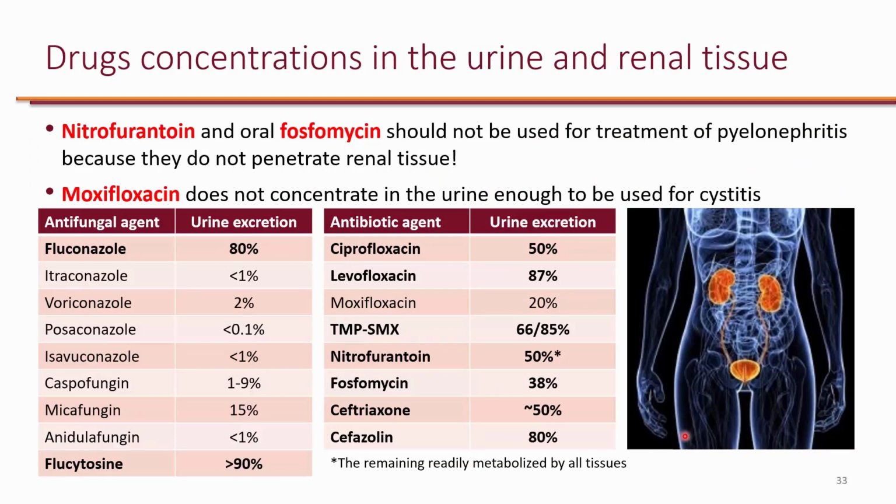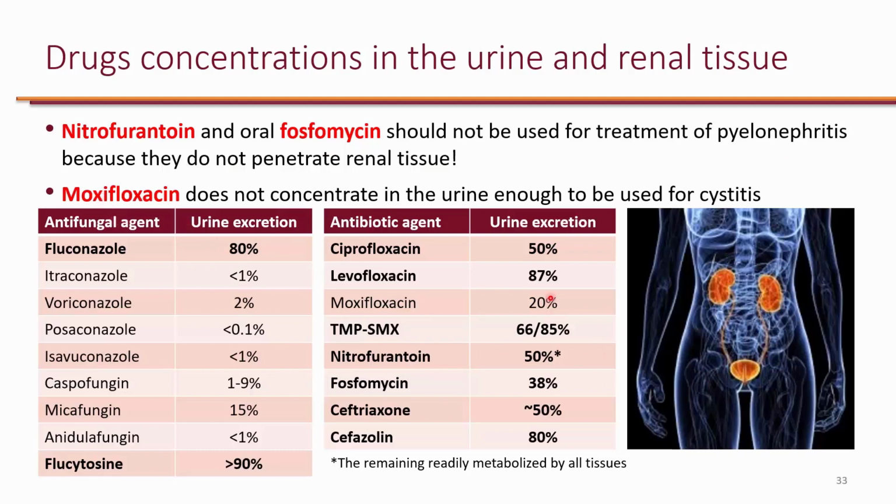infection. Nitrofurantoin and oral phosphomycin are excellent for cystitis. However, neither of them stay in the renal tissue. They go completely into the bladder. So therefore, nitrofurantoin and phosphomycin, specifically oral phosphomycin, should not be used for pyelonephritis. Moxifloxacin also does not go into the bladder, so moxifloxacin should not be used for cystitis.